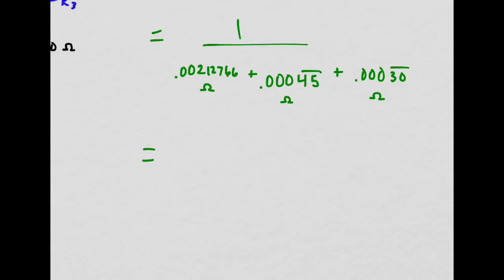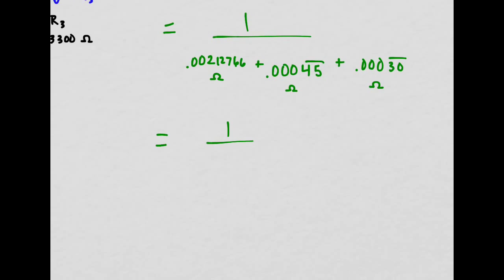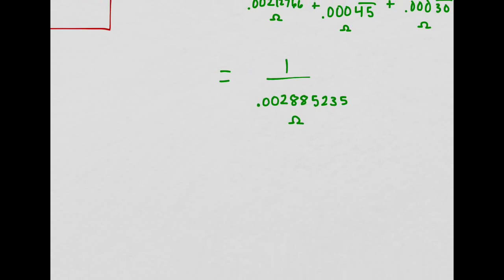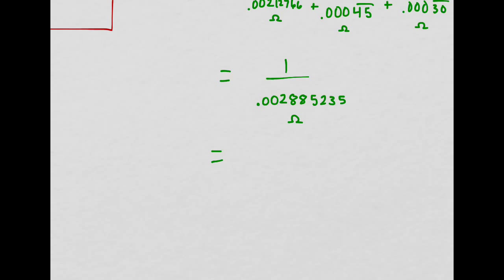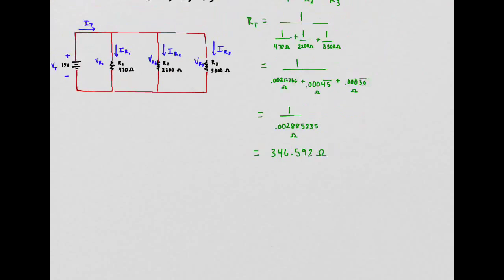Well, first let's write this down. If you add up all of these denominators, then what do you get? I get that, and then I push my 1 over x button, and I get 346.592 ohms for my total resistance.